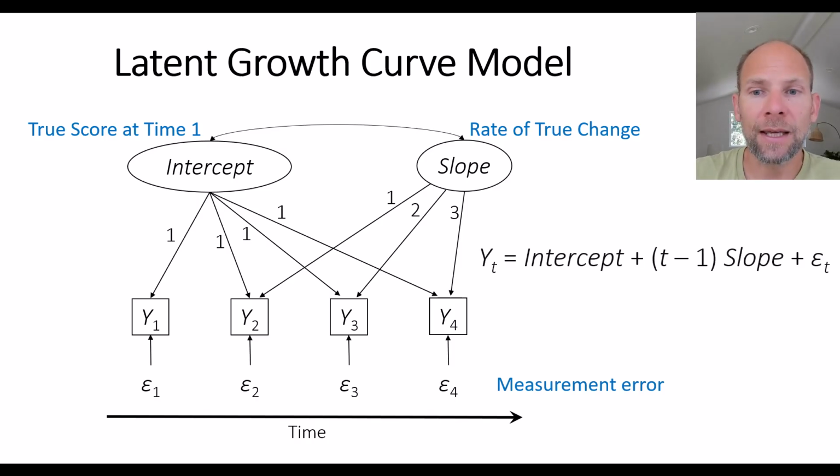This model can also be captured in terms of a single measurement equation where yt is equal to an intercept plus t minus 1 times the slope factor, so that is the slope loading, plus epsilon t, the measurement error variable. And you can see that there's no loading parameter here in this measurement equation because all loadings in the linear growth curve model are fixed.